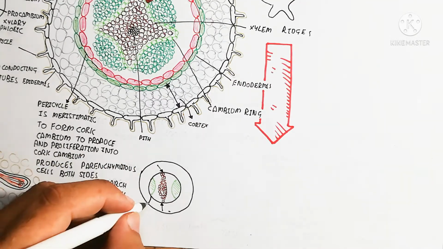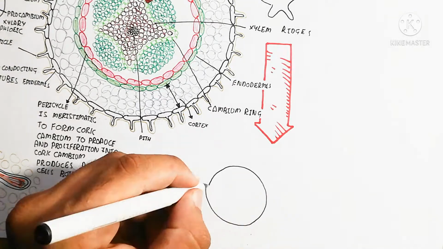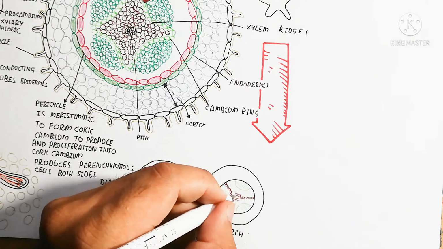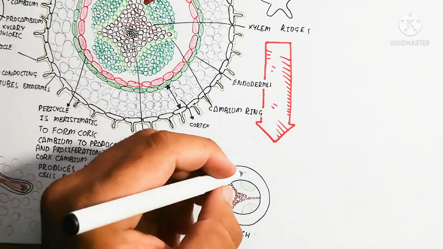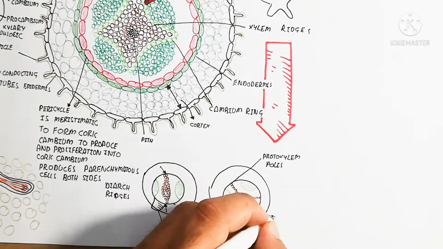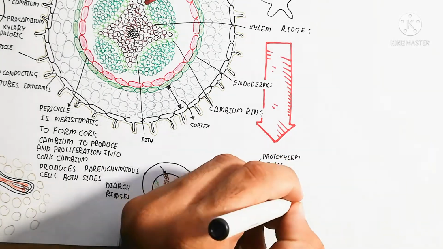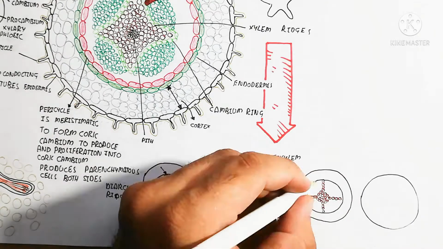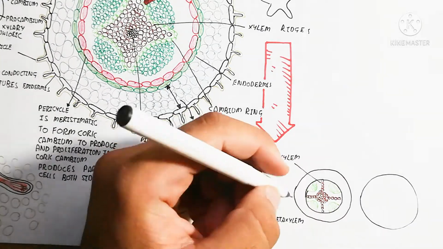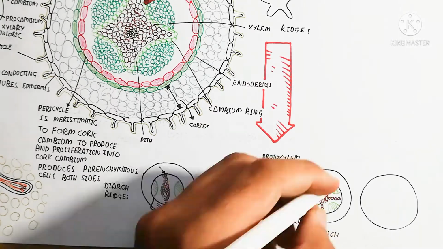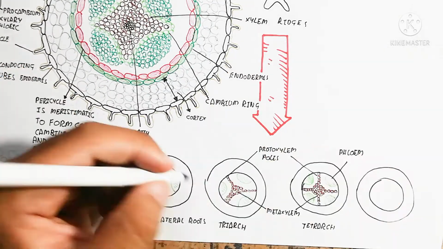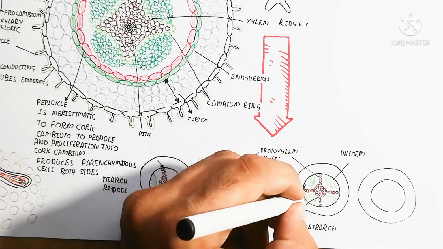So let's talk about the cross section of the root on the basis of xylem and phloem arrangement. So here is the diarch. Diarch means two arches are present in the region. It means two sides are phloem and one is xylem. On the basis of xylem arrangement, diarch ridges are present. It means two ridges, while the lateral roots are developed from this region.